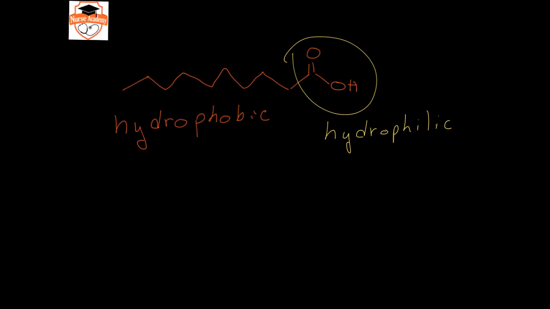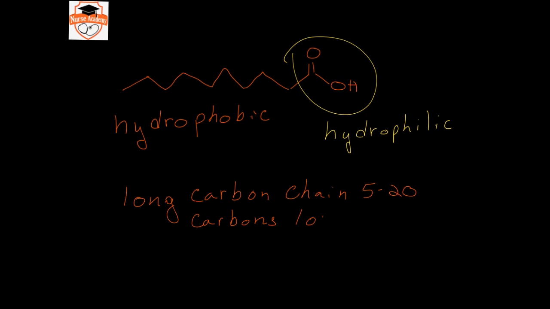These long chain fatty acids are useful for making cell membranes, but generally how we're going to look at them in this video is their use as lipids or energy storage molecules. They all have a long carbon chain that is 5 to 20 carbons long.